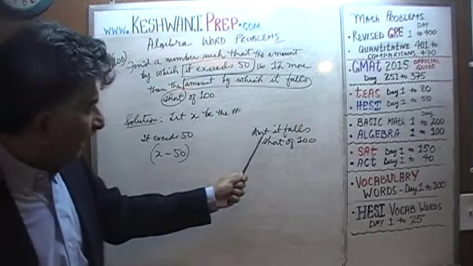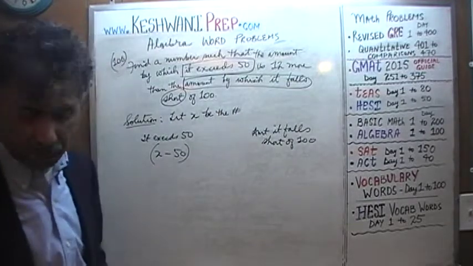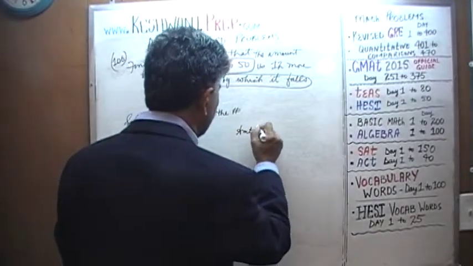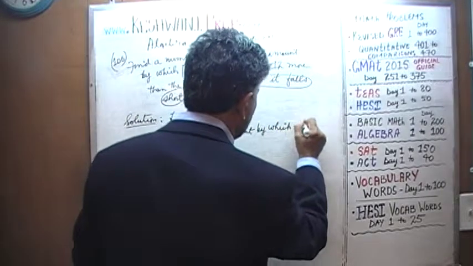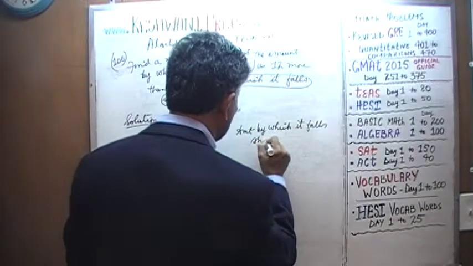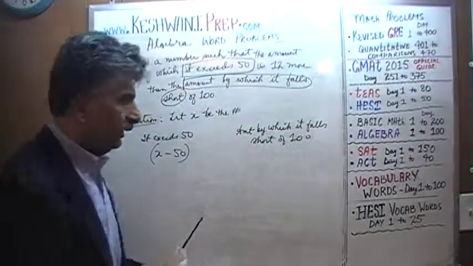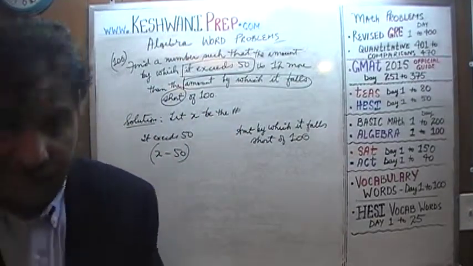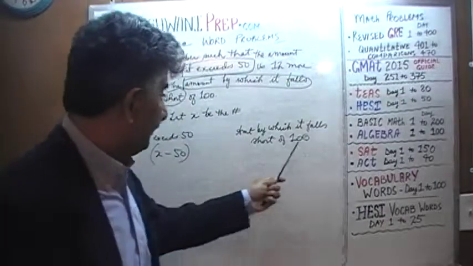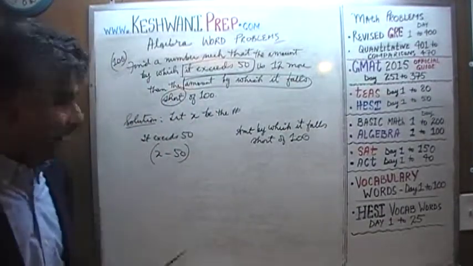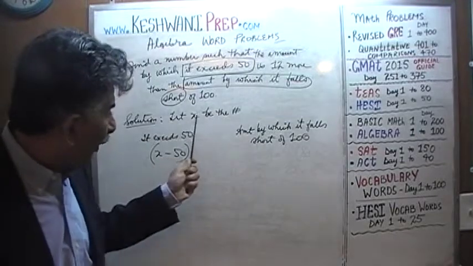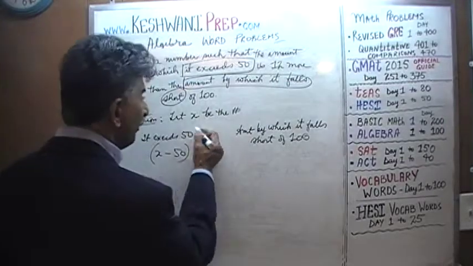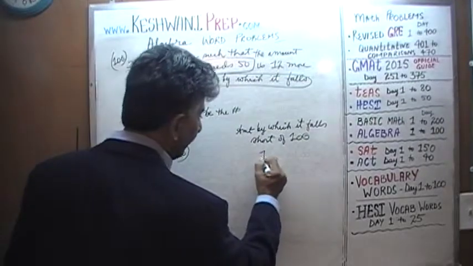If x happens to be 20, let me just write this in a little bit better handwriting. The amount by which it falls short of 100. Well, if x happens to be 20, then 20 falls short of 100 by 80. How did we come up with 80? Well, it's simply 100 minus 20. If x happens to be 1, the amount by which 1 falls short of 100 is 99. 100 minus 1, you get the idea. So the amount by which x falls short of 100 is 100 minus x.